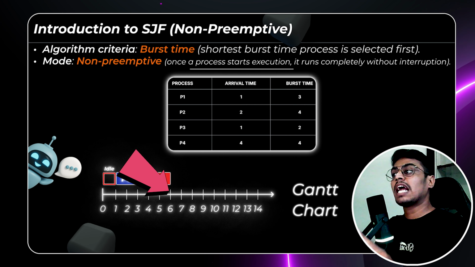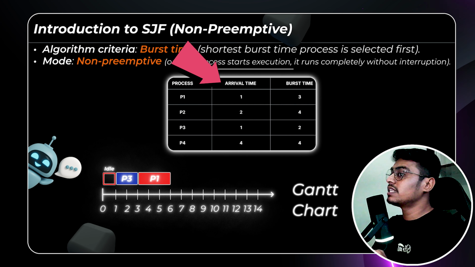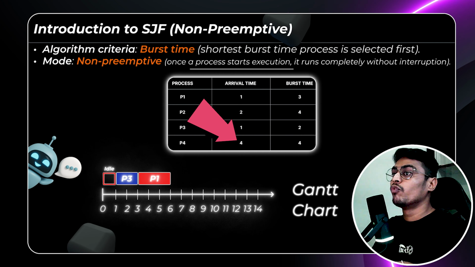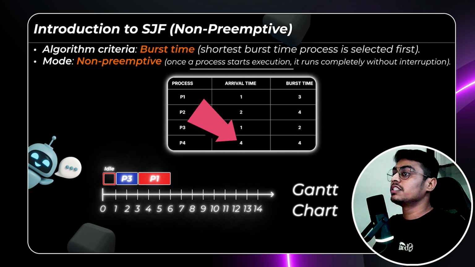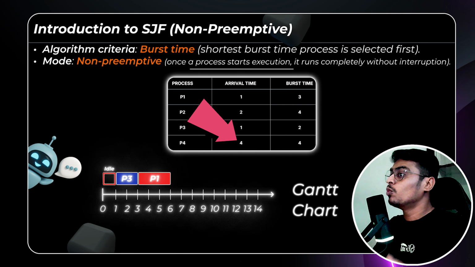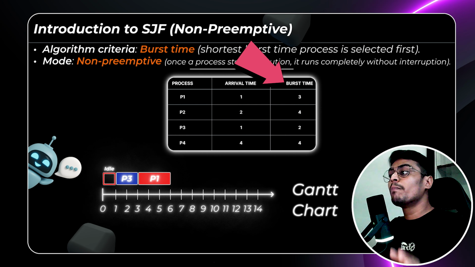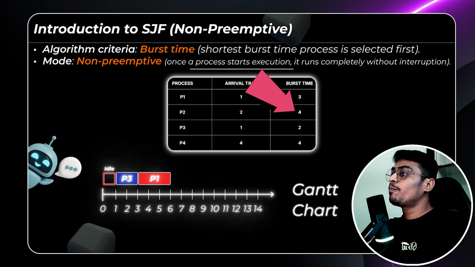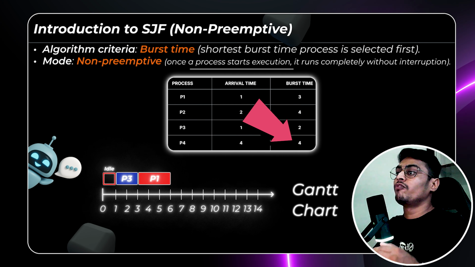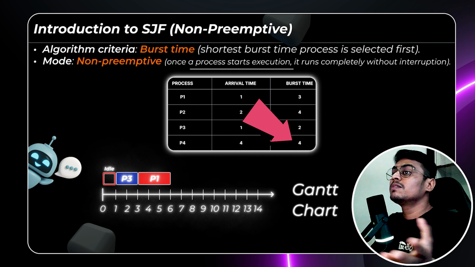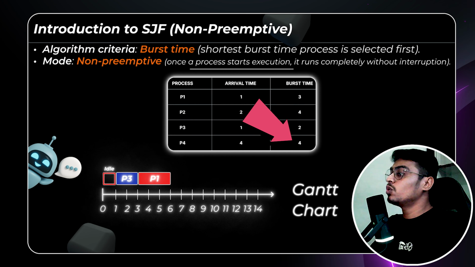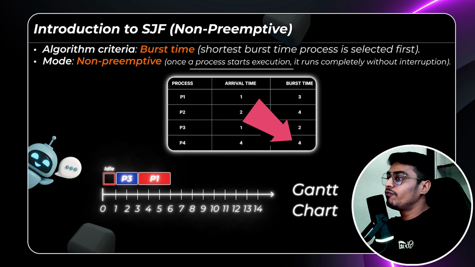Now we are at time 6. Check which process has arrived by 6. P4 came at time 4, so it's already there. This means there are 2 processes in the ready queue, P2 and P4. Now which process to select out of these 2? Again we will use the criteria of burst time. So check the burst time of P2. It's 4, and for P4 it's also 4. This means both of their burst times are the same. So in this case, when P2 and P4's burst times are the same, which one to select?